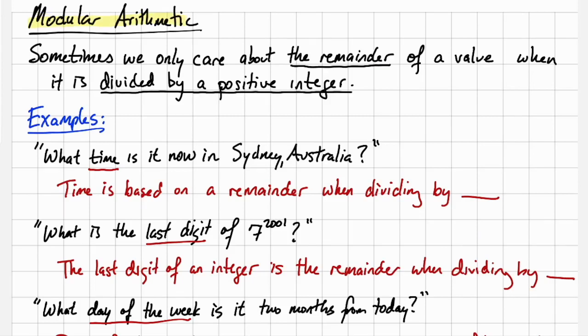Modular arithmetic comes into play when we only care about the remainder of a value when it is divided by a positive integer. For example, we might ask a question like, what time is it now in Sydney, Australia? This is a question of that form because time is based on a remainder when you divide by 24 hours in a day. Another example is if we asked, what is the last digit of 7 to the 2001 power? This question is not asking for the value of 7 to the 2001 power. Instead, the last digit of an integer is the remainder when you divide that number by 10.